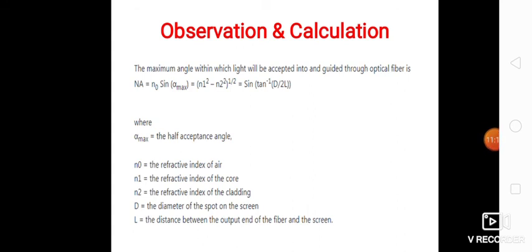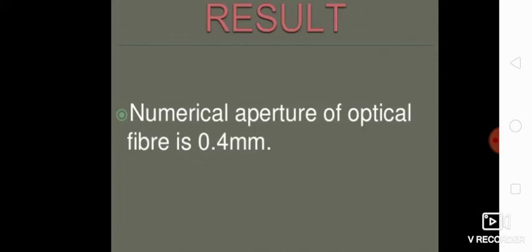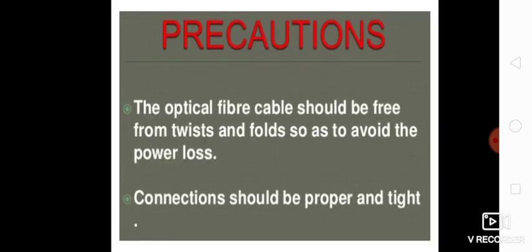Now after that, we will tabulate all those readings. I have tabulated here the numerical aperture and acceptance angle, and the numerical aperture is 0.48. Now what are the precautions we are going to take during the practical? The optical fiber cable should be free from twists and folds so as to avoid power loss. Connections should be proper and tight.